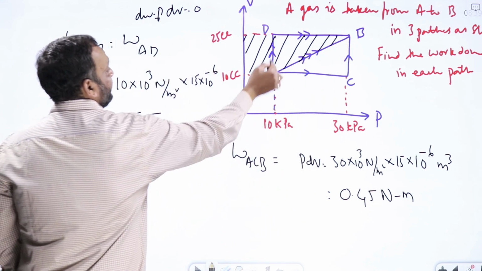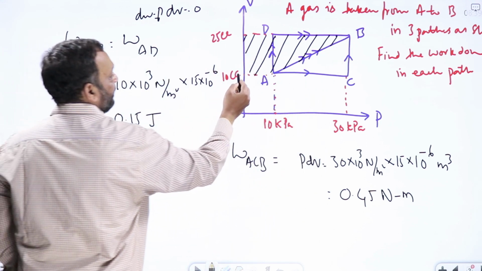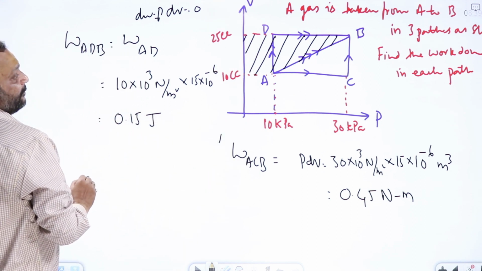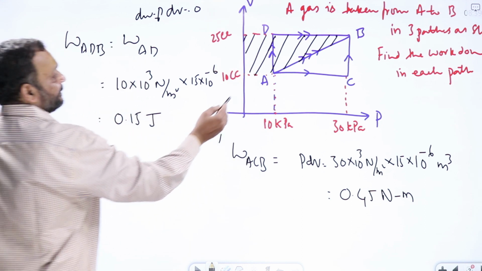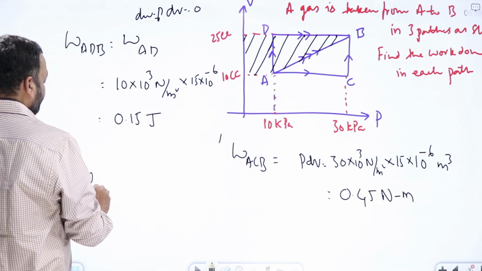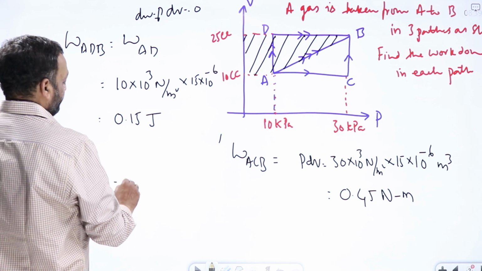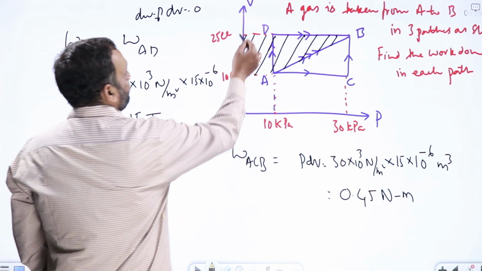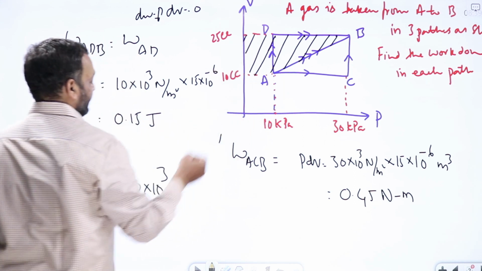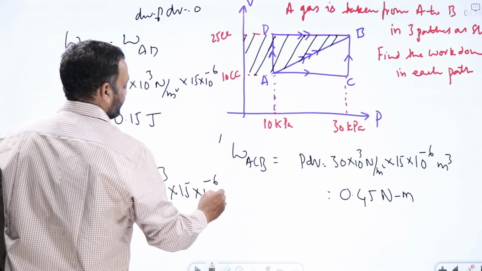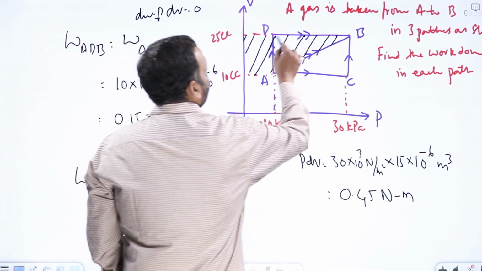So what is the area of this rectangle? Length into breadth. Length is nothing but 10 kilopascal. That is WAB equal to 10 kilopascal, that is 10 into 10 to the power 3, into 15 cc, 25 minus 10, that is 15 into 10 to the power minus 6, plus the area of this triangle.